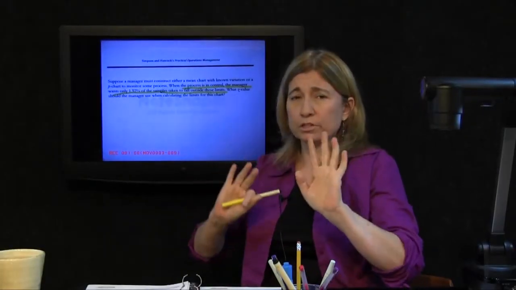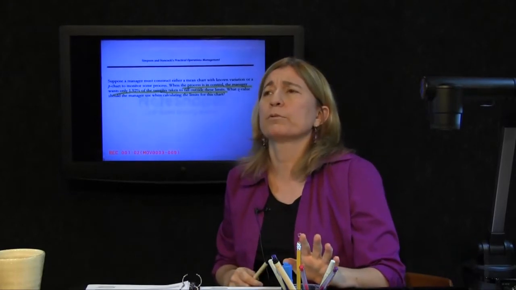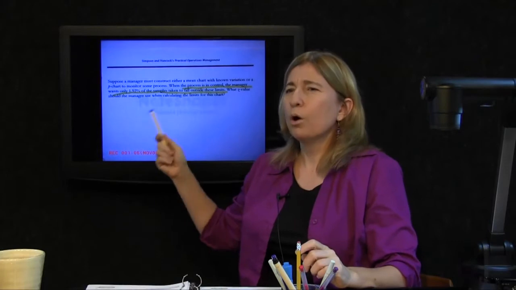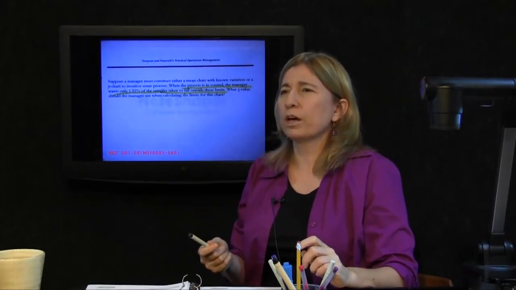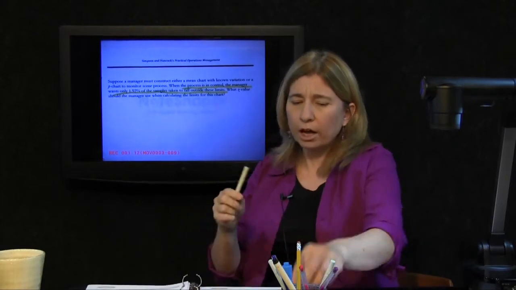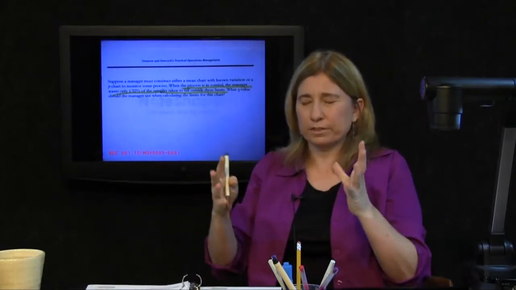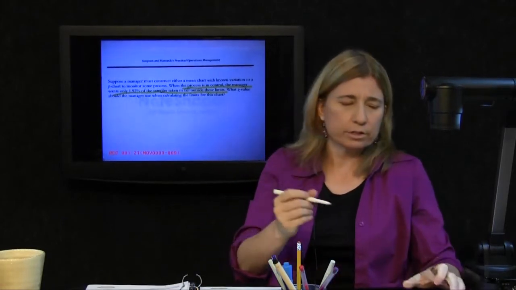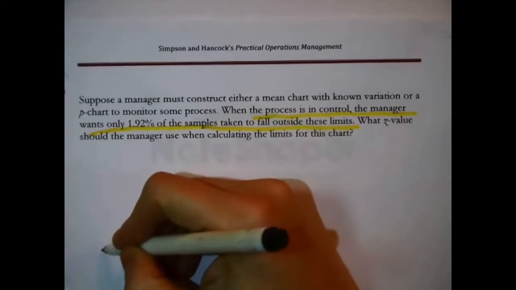Okay, so let's stop here for a second before we go any further with this problem and talk about that. What's being said here? When the process is in control, the manager wants a little bit less than 2% of the samples to fall outside the limits. And you're probably thinking, well, wait a minute, if the process is in control, I thought that meant that things fell inside the limits. Not always. Now, it helps me to draw a picture.